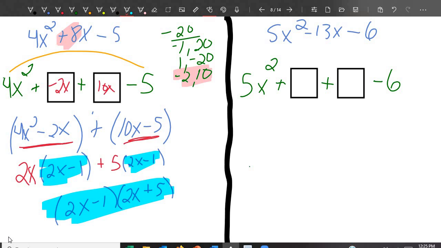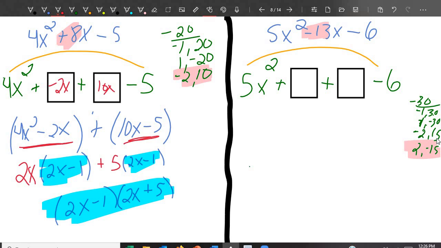Alright, here's another one, with just doing a lot of practice on this. 5 times negative 6 is negative 30. So I'm going to come over here and list out all the factors of negative 30. Negative 1, 30. Positive 1, negative 30. Negative 2 and 15. Oops. And positive 2, negative 15. Now, what am I looking for in the middle? Negative 13. These give me the negative 13.